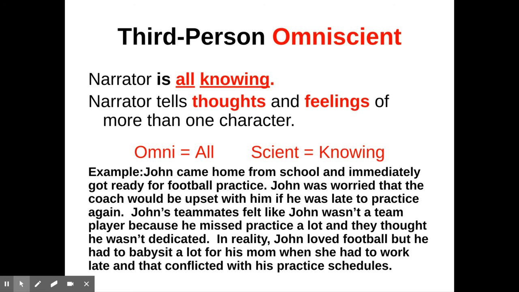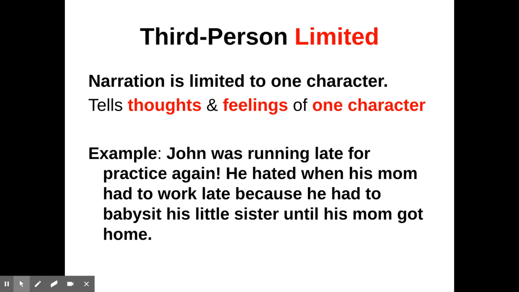Okay, so now that we know that it's third person, how many people's thoughts and feelings do you know? Well, we know John for sure because it says that John was worried. So we know that he felt worried. Remember, we're looking at thoughts and feelings. And then we also know that John's teammates felt like John wasn't a team player. So we know John's thoughts and feelings and we know the teammates. If we know more than one, it's omniscient.